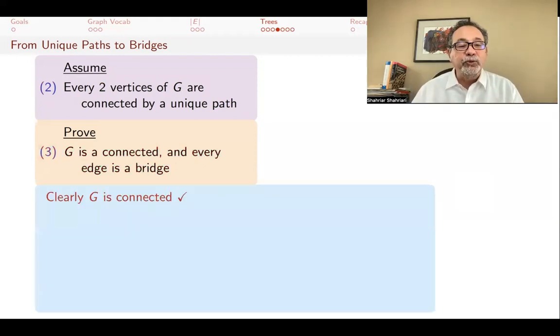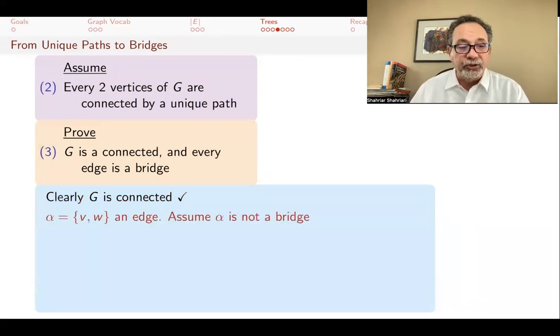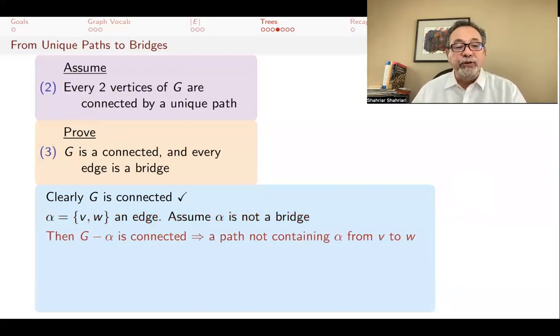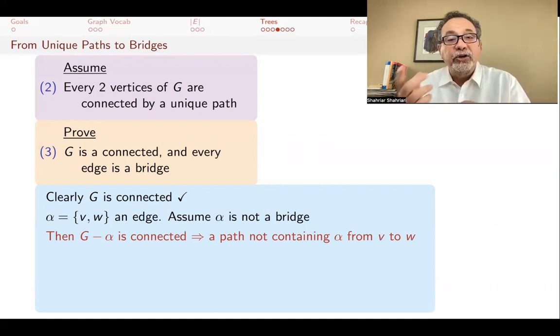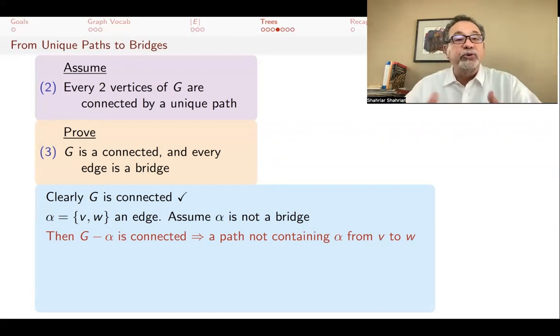Well, there's a path between every two vertices. In fact, there's a unique path, so therefore the graph definitely is connected. But why is every edge a bridge? Let's look at an edge alpha and assume that it's not a bridge. Well, if it's not a bridge, then that means that if you take that edge out, the remaining graph will be connected. And so that means that there's a path from V to W that doesn't contain alpha, because you took alpha out, but still you have a connected graph. So you must be able to go from V to W in some other way.